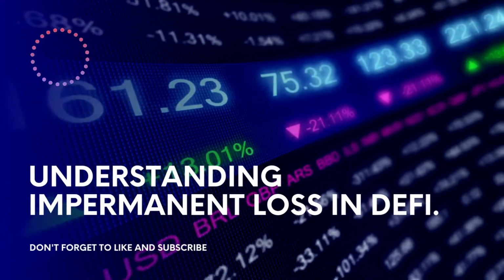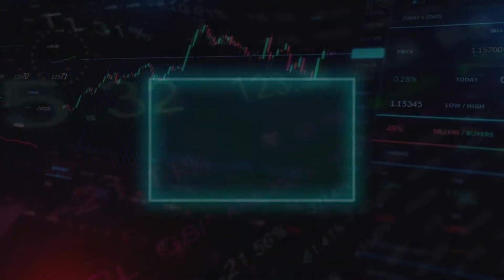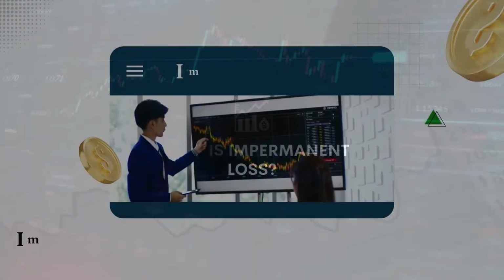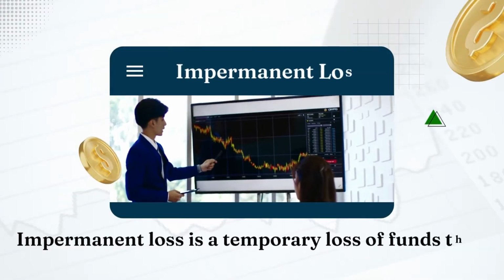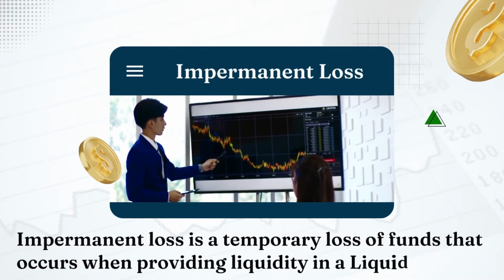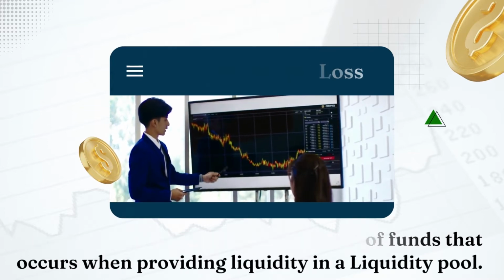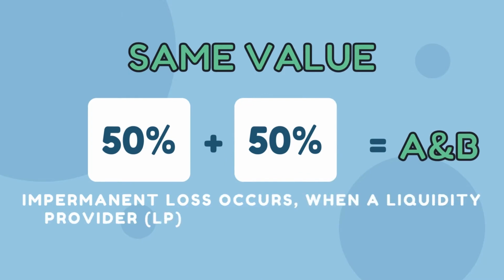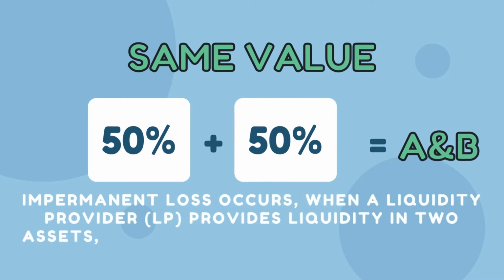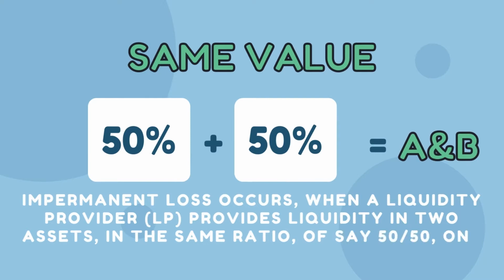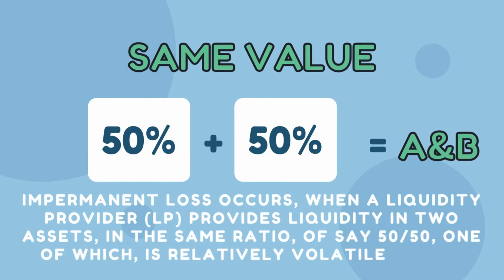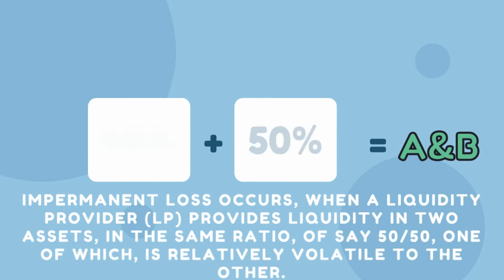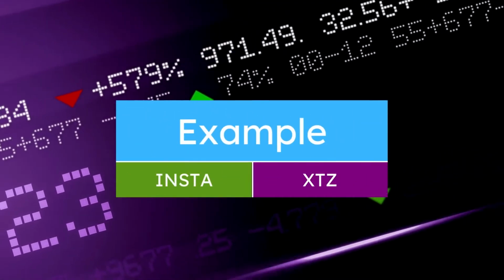Let's briefly talk about impermanent loss in DeFi. First and foremost, what is impermanent loss? Impermanent loss is a temporary loss of funds that occurs when providing liquidity in a liquidity pool. Impermanent loss occurs when a liquidity provider, LP, provides liquidity in two assets in the same ratio of, say, 50-50, one of which is relatively volatile to the other.